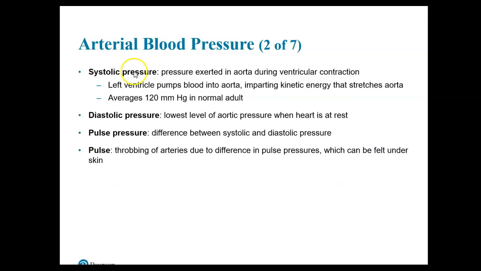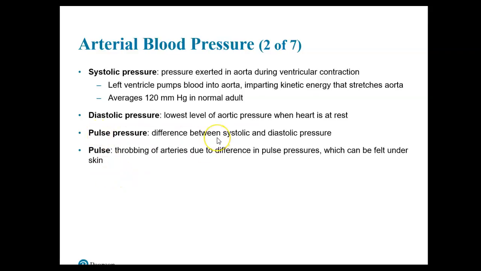Now, systolic pressure is the pressure exerted during contraction. So it's a result of the contraction of the heart. It's going to be a higher blood pressure. Average systolic pressure in an adult is 120. Diastolic is the blood pressure that is lowest. That means that is the pressure when your heart has relaxed during diastole. So diastolic pressure tends to be average 80. So 120 over 80 is average blood pressure for an adult.